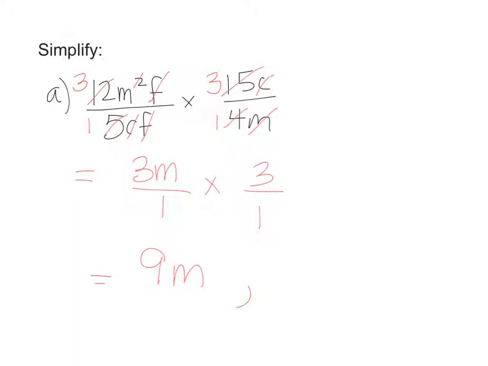Non-permissible values: C, F, and M cannot equal 0. You can't see that. Any time that you're working with rational expressions, you should be including the non-permissible values.